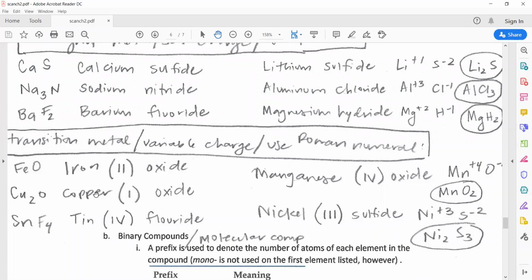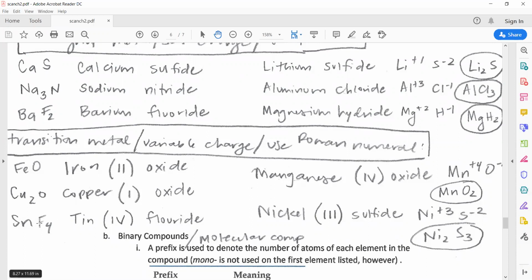Notice the Roman numeral does not necessarily match the subscript because it's telling the charge of copper, not the number of coppers. With these two, I didn't write this in here, but I'll add it to my notes. Iron and copper are really common transition metals, and they have some common names. So iron 2 can be replaced by the word ferrous, and iron 3 can be replaced by the word ferric. Copper is very similar. If it's copper 1, you can say cuprous. If it's copper 2, you can say cupric. And that will come up in some other examples, but I'll add that to the notes.